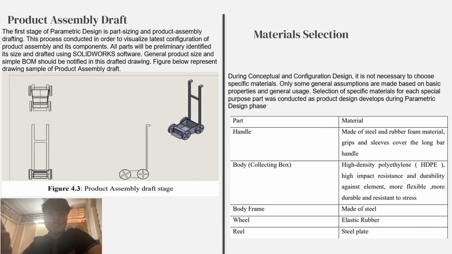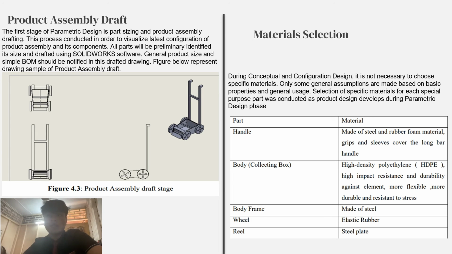Okay, for the product assembly, the first stage of parametric design is part sizing and product assembly drafting. This process is conducted in order to visualize the latest configuration of the product assembly and its components. All parts will be preliminarily identified, sized, and drafted using SolidWorks software. General product size and a simple BOM should be noted in this drawing. In the drafted drawing, the figure below represents a drawing sample of the product assembly, which is figure 4.3, a product assembly draft stage. We can see the top view, the front view, the side view, and the prototype of the product.